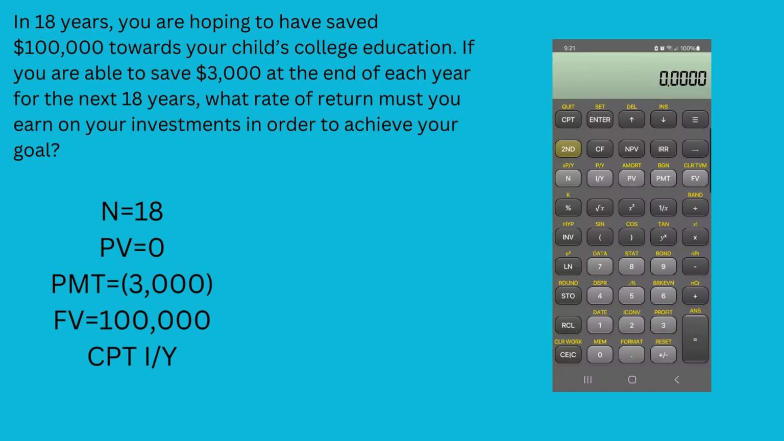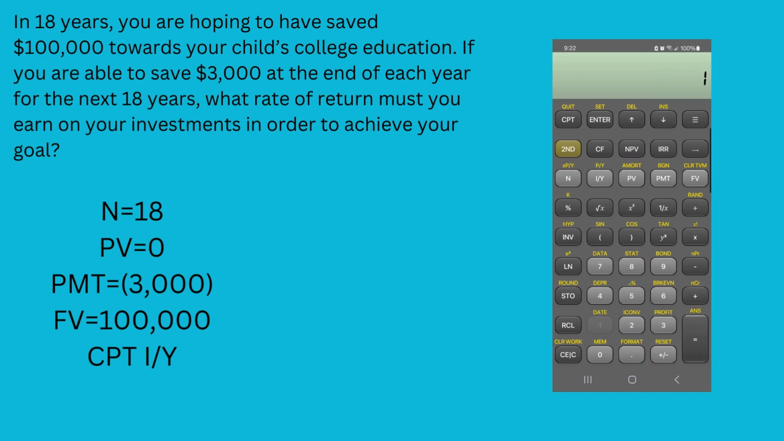In this problem, what we're looking for is how to solve for the interest rate in an annuity. So here's an example. You just had a child born, and what you want to do is save for their college education. So in 18 years, you want to have $100,000 saved for your child's education. If you are able to save $3,000 every year for the next 18 years, what interest rate must you get in order to get to that 100,000 mark?